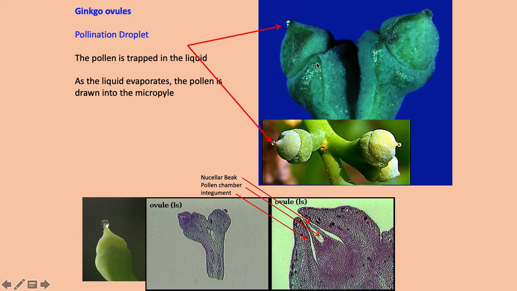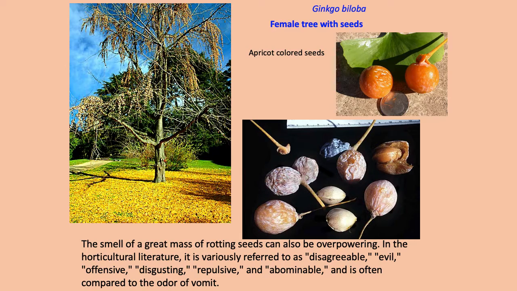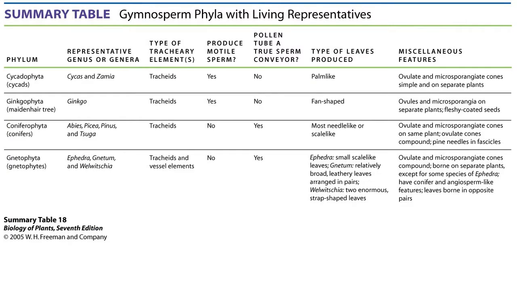So fertilization, the female part will actually secrete this pollination droplet, so that way the pollen can land on it, and then it will swim to the egg a little bit. So yeah, and here's some more seeds of the females. Okay, so in summary, we went through the cycads, the ginkgos, the conifers, and the gnetophytes.